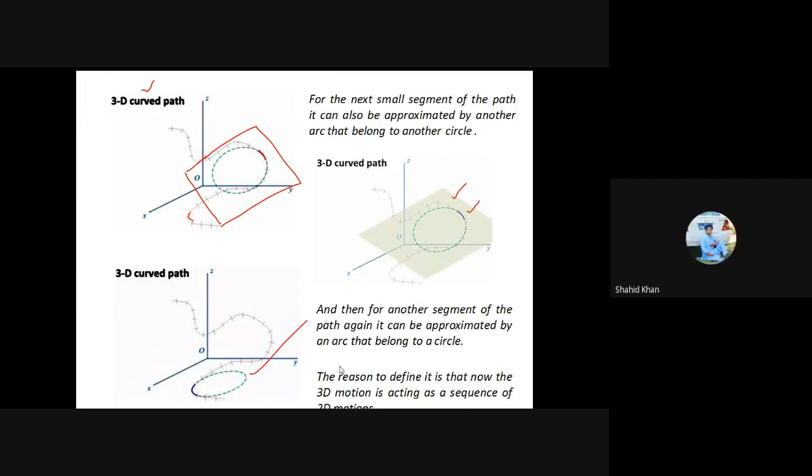Okay. So the reason to define all those things is that now the 3D motion is acting as a sequence of 2D motions, right? Overall we have this 3D motion, a particle is following this curve, but this curve is somewhere lying in this plane, somewhere in this plane, somewhere in this plane, and somewhere in a plane that is tilted to both the planes, right? So we can say that the 3D motion can be considered as a sequence of so many 2D motions.